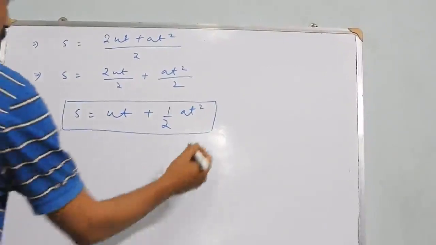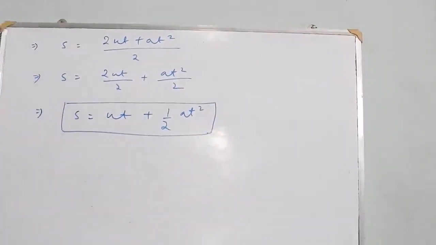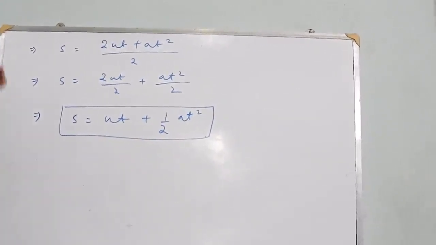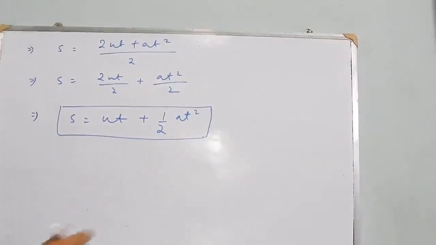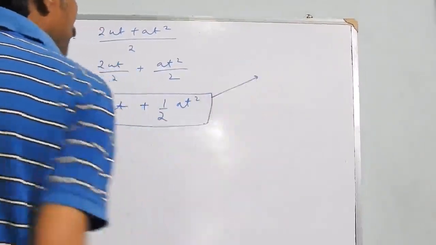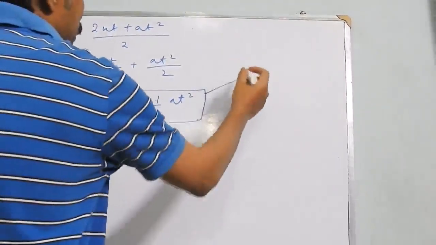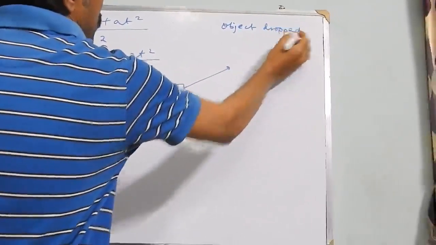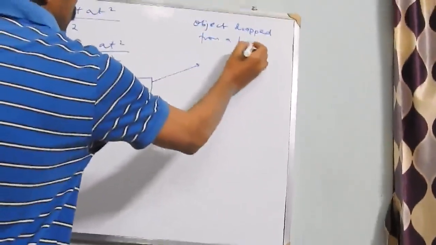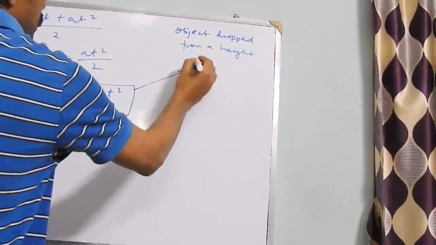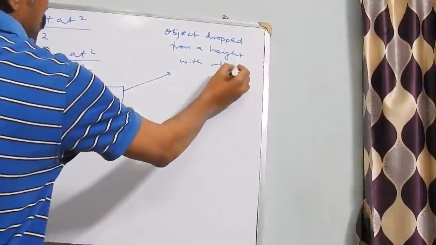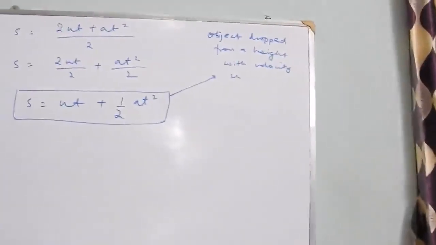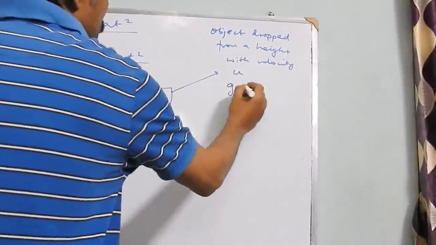Again, if the motion is a motion with uniform retardation, then A will be simply replaced by minus A. So for motion under gravity, if an object is being dropped from some specific height with velocity U, and after some time t it gathers velocity v, in that case your g is positive.